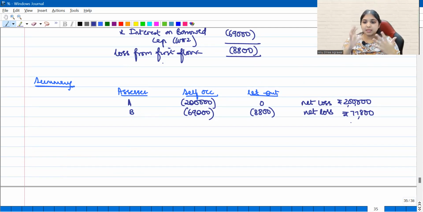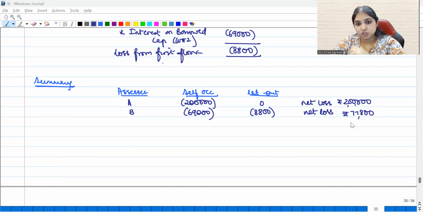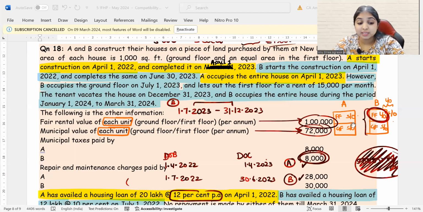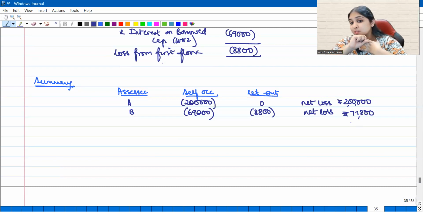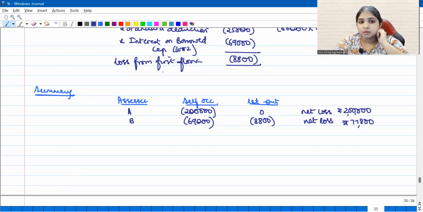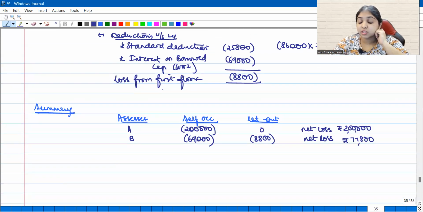Got it? Nice, big, huge question, but covering a good number of adjustments. That's why I always tell students to make sure that you work this question out before the examination. It covers multiple adjustments. It'll show you several scenarios where silly mistakes are possible. Especially Mr. B. See, the day before the examination, no need to waste time on Mr. A. The day before the examination, you will be working out just Mr. B. Mr. B alone, you will work out and see.